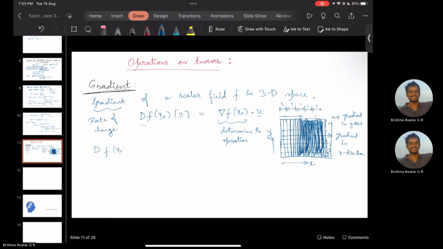f of x naught vector, u vector, and here x naught vector is an element of R3 because we are living in 3D space, right? And using our definition from the operational form of the derivative at x naught, we can have f of x naught vector plus eta u vector. Again, u is also an element of R3. Now what we can use is something called the chain rule. I'm sure all of you are very familiar with this.